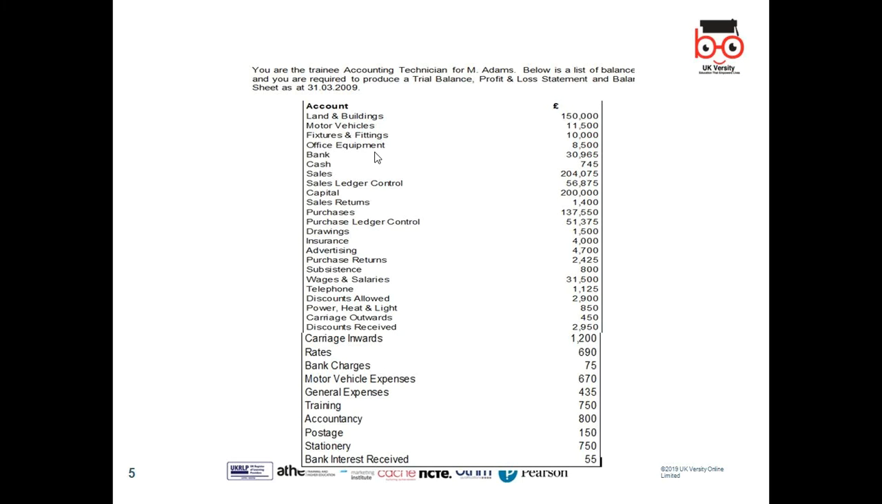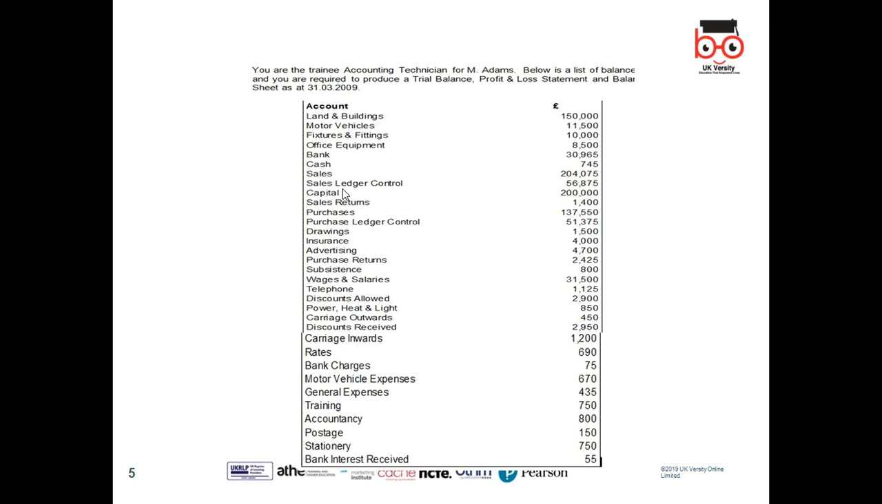Sales is our income, which goes on the credit side. Sales ledger is our trade receivable. We are selling things to our customer on credit, so we are receiving money at a future date. That goes on the debit side as well. Capital goes on the credit side, which is our investment.